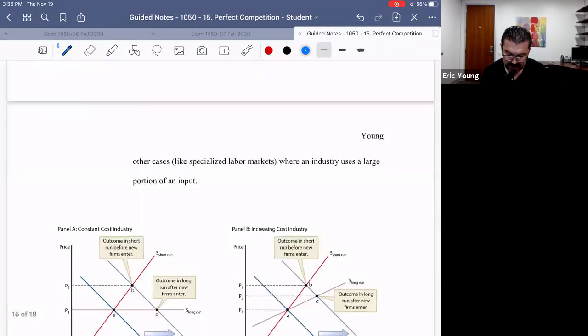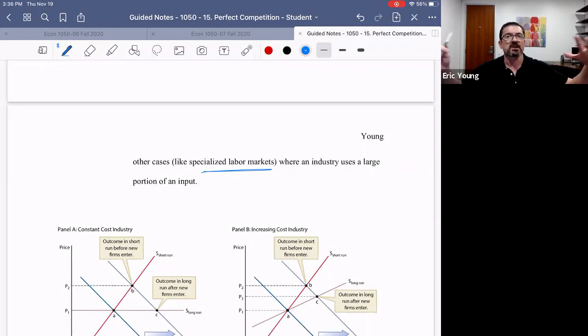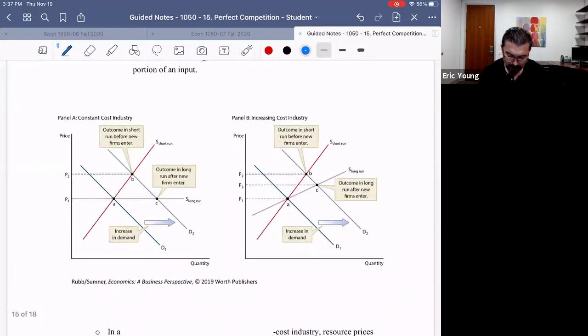You also see it in some cases like specialized labor markets. So think about the labor markets for professional athletes, the labor market for things like surgeons. By definition, in those specialized labor markets, as the industry expands, it's going to put upward pressure on that scarce labor resource, drive up costs, okay? So that's what that is. You can see right here, just for illustration, a couple.